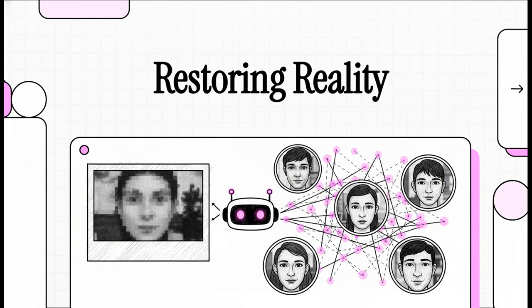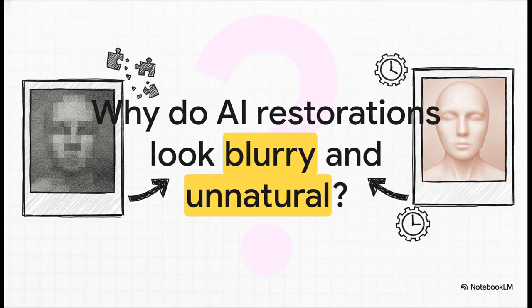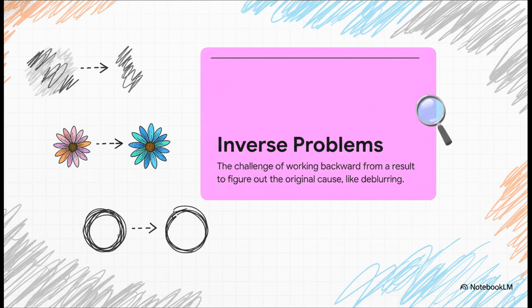Okay, let's dive in. So let's just start with that big question right off the bat. Why does this happen? We've all been there, right? You find this grainy, low-res photo, you feed it into some AI tool hoping for a miracle, and what you get back looks like it was sculpted out of wax. Sure, it's clean, but it's lost all the texture, all the life. It's just off.